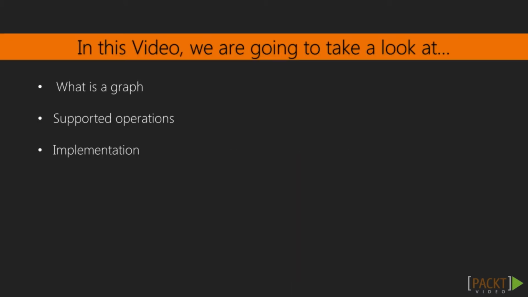We'll begin this video by looking at what a graph is and what problems they solve. We'll take a look at commonly supported operations in a generic graph structure. Next, we'll go over a simple implementation in JavaScript. We will then look at a recommendation engine implementation using our graph data structure.